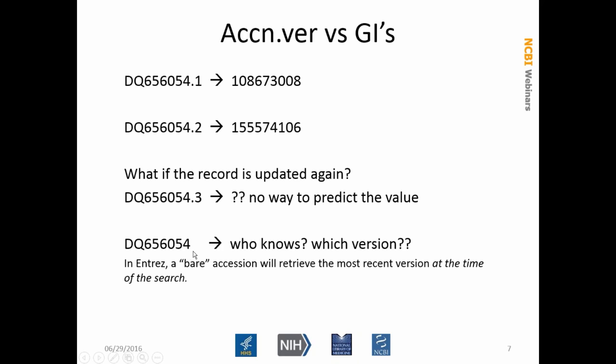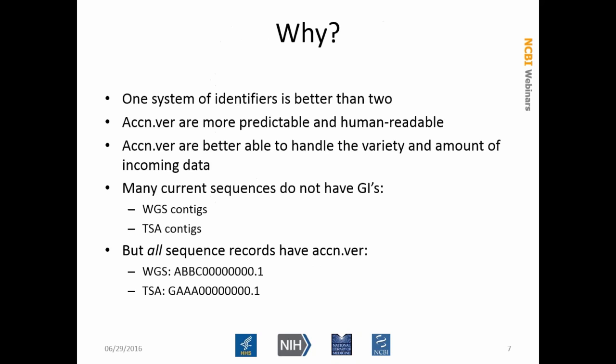The final point to make about the accessions versus the GIs is a bare accession without the version. Well, what does that refer to? It's a really good question because that accession number currently actually points to 2 different versions. In Entrez, if you do a search with the bare accession, you'll get the most recent version at the time of your search. But if you do the search today and 6 months later, the record is updated to .3 and you do the search again, you'll now get a different sequence back. All right. So again, accession.versions are better to use than accessions because they point to specific versions just as GIs do. So that's basically where we are in terms of accession numbers versus GI numbers.